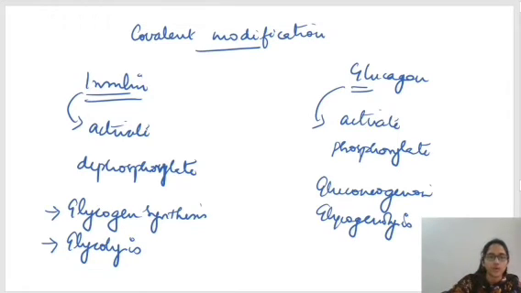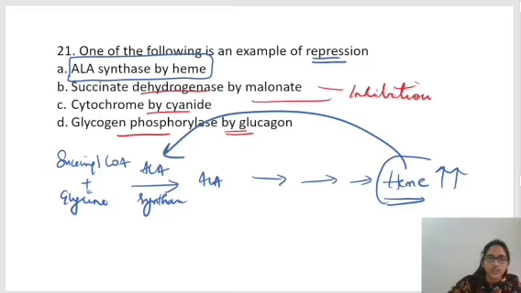Okay, this is covalent modification. So glycogen phosphorylase is an enzyme of what? Glycogen phosphorylase is an enzyme of glycogenolysis, right? And that will be activated by glucagon by phosphorylating the enzyme. So this is an example of covalent modification, and B and C will be examples of enzyme inhibition, and ALA synthase by heme, that is the example of repression mechanism. Okay, with the help of repression, it's regulating the enzyme activity.